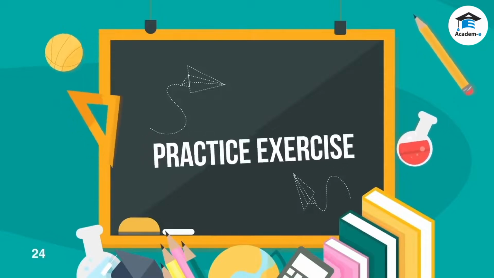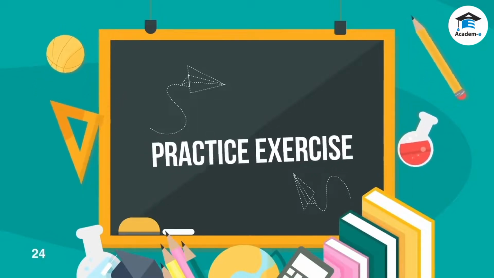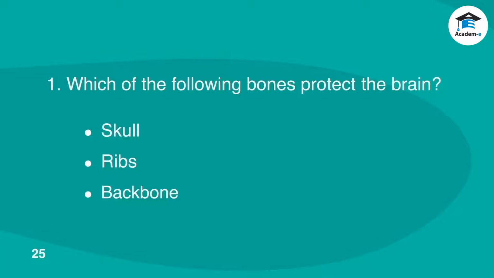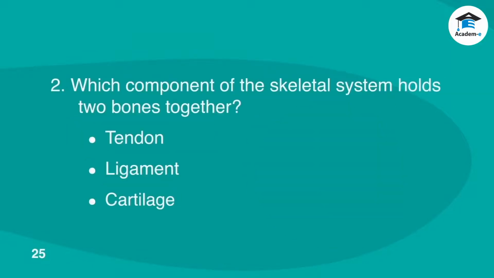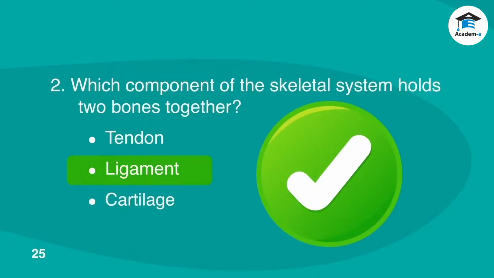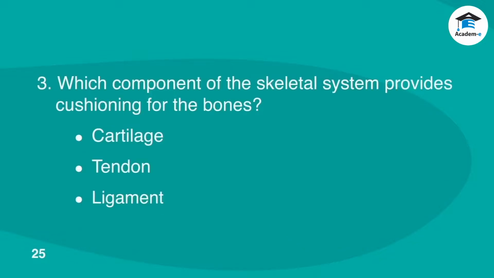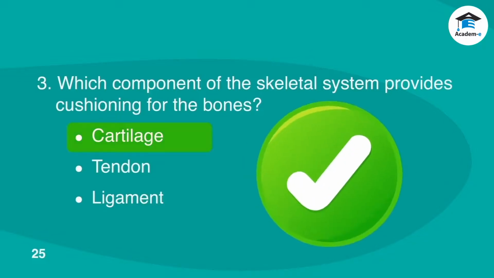Practice exercise. Choose the correct answer on each number. 1. Which of the following bones protect the brain? Correct. It's the skull. 2. Which component of the skeletal system holds two bones together? Correct. It's the ligament. 3. Which component of the skeletal system provides cushioning for the bones? Correct. It's the cartilage.